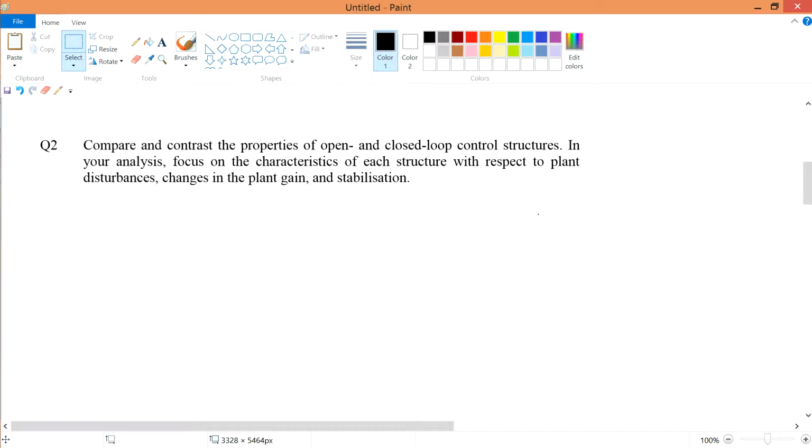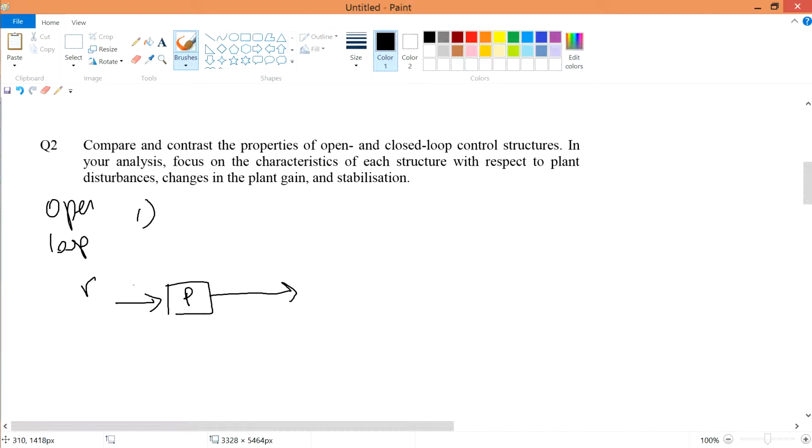The question asks you to compare and contrast the properties of an open and a closed loop control structure in relevance to the plant disturbances, changes in the gain, and stabilization. Let's talk about the open loop system first. In an open loop system, you input your command reference signal into your plant, and then you have a certain output, or command response. You may have a certain disturbance halfway, we call it D of S, or maybe N of S.